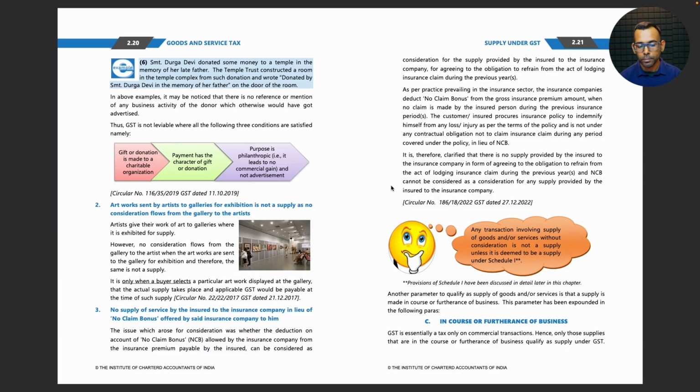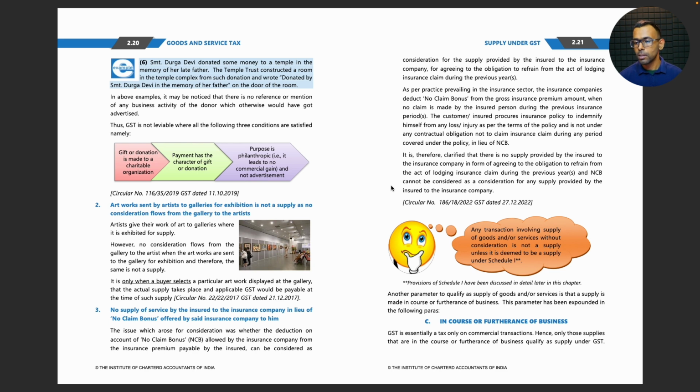Third situation, no supply of service by the insured to the insurance company instead of no claim bonus offered by said insurance company to him. The issue which arose for consideration was whether the deduction on account of no claim bonus allowed by the insurance company from the insurance premium payable by the insured can be considered as consideration for the supply provided by the insured to the insurance company for agreeing to the obligation to refrain from the act of lodging insurance claim during the previous year or years.